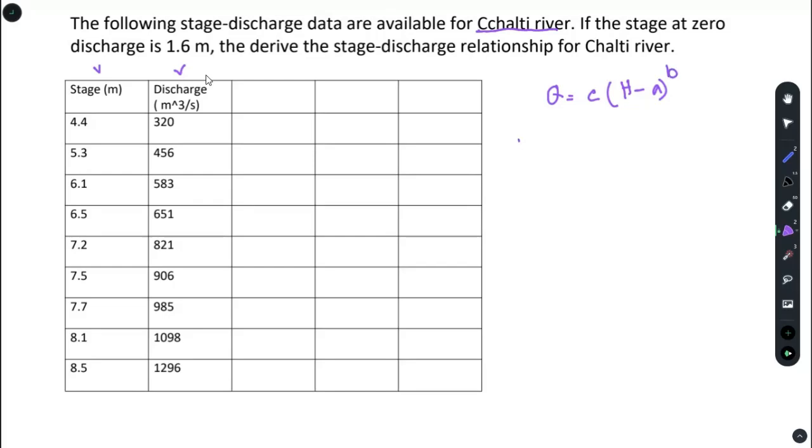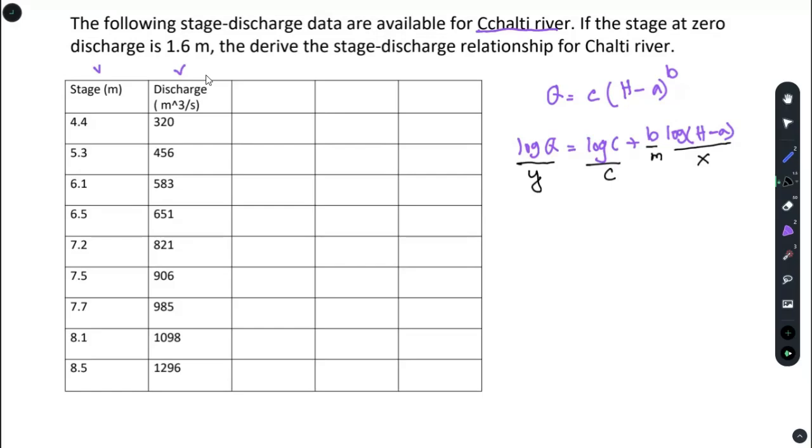We can take log at both sides, so I'll get log Q is equal to log C plus B log (H minus A). So I will take this as Y and log (H minus A) as X, and this is my M and this is my C. So now the thing is, we'll draw a curve, and from that curve we'll find the parameters.